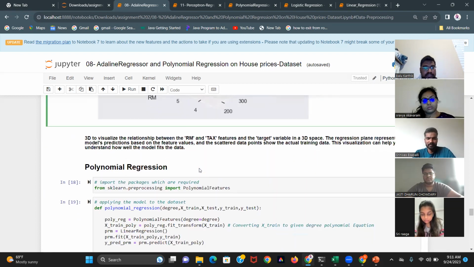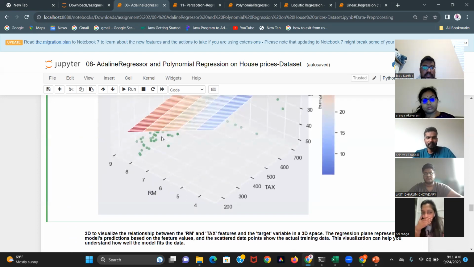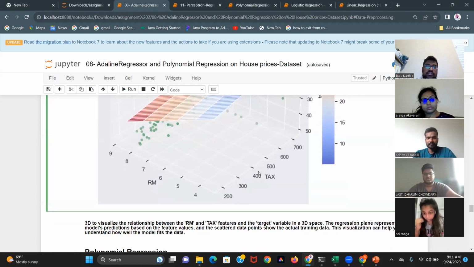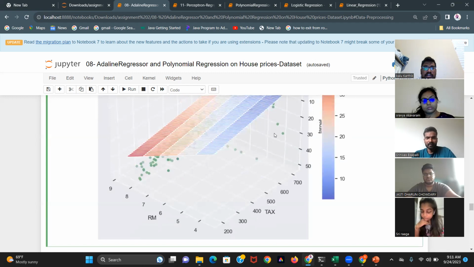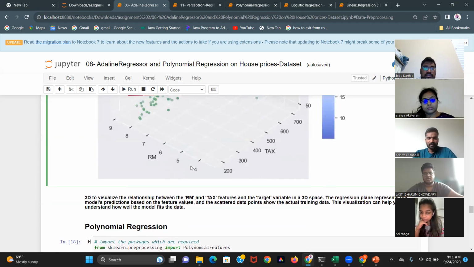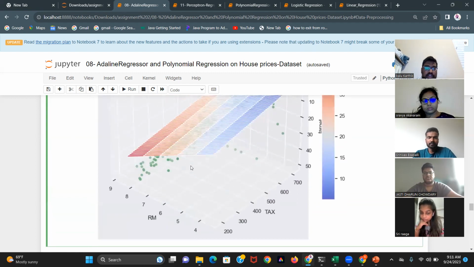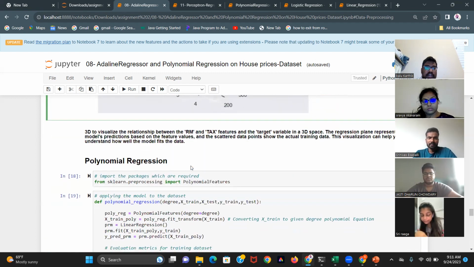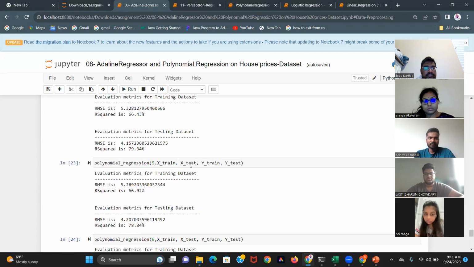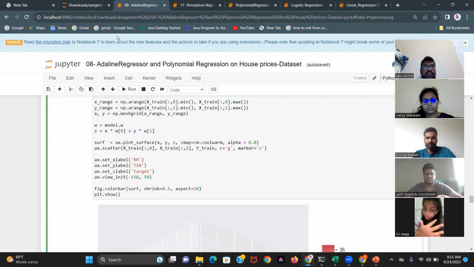This is the plotting, and this 3D visualization shows the relation between the RM feature and the target variable in 3D space, so that the regression plane represents the model's predictions and future values. These scattered data points mainly show the actual training data which we used from the dataset. This visualization helps us understand how well the model fits the data. So this model fits the data, and that's all for the Adaline regression. These are the polynomial outputs. Thank you. Next, my friend will continue.